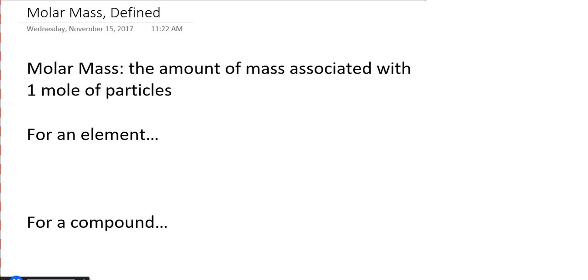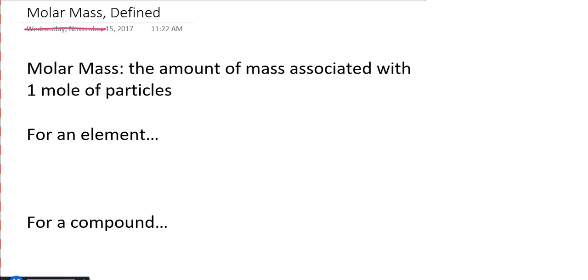Hello everyone. So in this pre-lecture tutorial, we're going to talk about how chemists connect the mole concept to measuring out amounts of materials in the chemistry lab. The link between the mole concept and the mass scale is a concept we call molar mass. Essentially, when we're discussing the molar mass, we're talking about the amount of mass that we associate with 1 mole of particles of that particular substance.